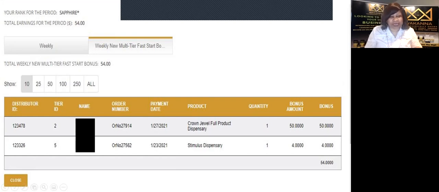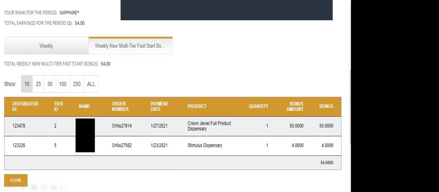Somebody in my downline sold a Crown Jewel full product dispensary. They made $200, I made $50. Somebody else on my 5th level, because here it says tier number 5, and their name is here. I just blocked out the names. Their ID is here, their order number is here, and the date they purchased it is here. Somebody 5 levels down from me purchased a stimulus dispensary and they made $40 and I made $4. Together that comes up with $54, right there in black and white for me to find out how I got that $54.